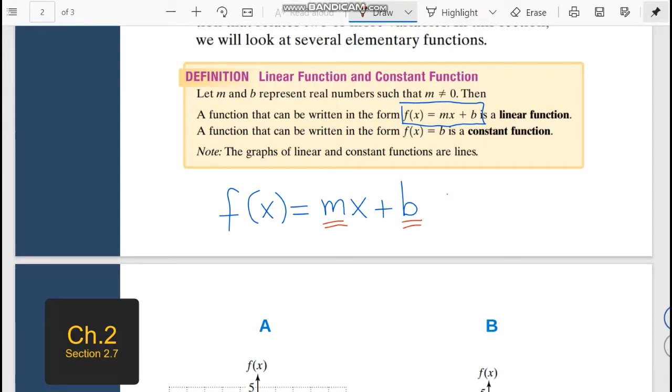Now reading the next definition. A function that can be written in the form f(x) = b is a constant function. So f(x) = b is a constant function. And b is a number. If you check it out, this is a special situation of the linear function where the slope equals 0. If the slope equals 0, you're going to have a constant function, f(x) = b.